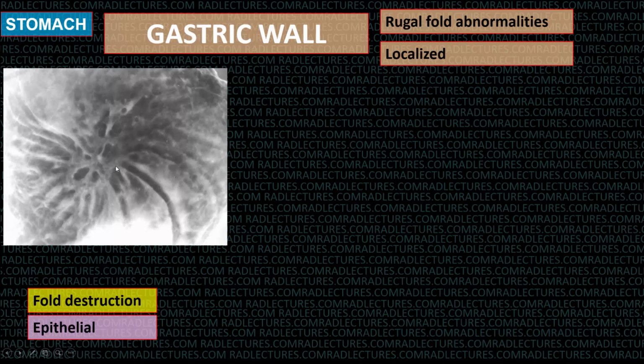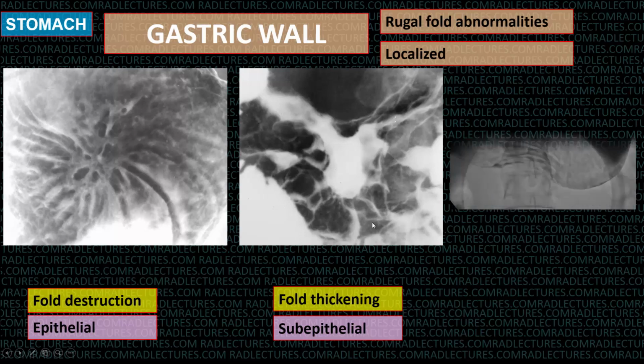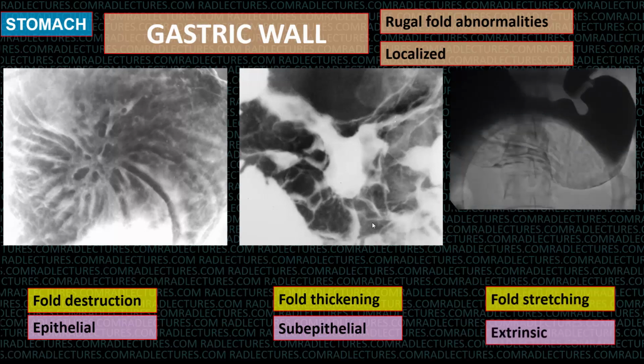We have talked about this before. If the folds appear destroyed, that means that the abnormality is arising from the epithelium or subepithelial structures causing fold thickening and fold effacement, or stretching caused by extrinsic compression. Here there is no lesion.